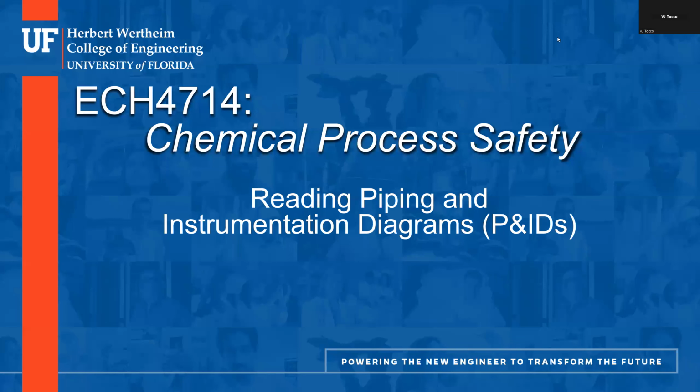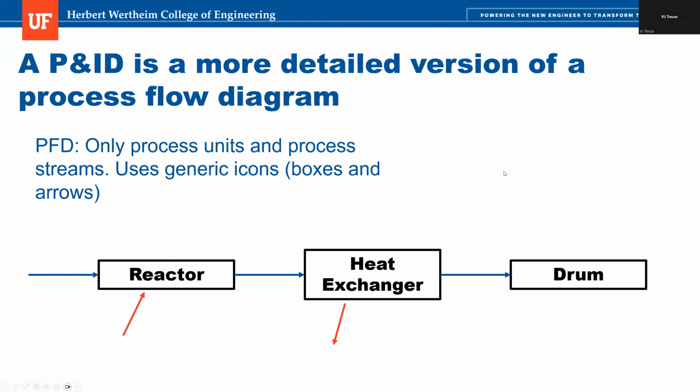Welcome to Chemical Process Safety. This video is about reading piping and instrumentation diagrams. You might have heard the word P&ID before, but just to make sure we're all on the same page, let's clearly define it. A P&ID is a much more detailed version of a process flow diagram.